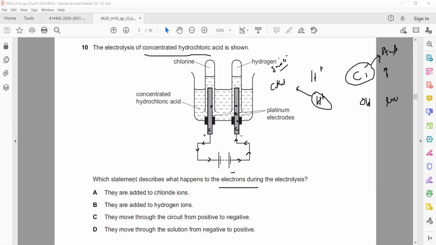The question is, which statement describes what happened to electrons during electrolysis? They are added to chloride ions. Chloride ions are not taking electrons. They are losing electrons, because a chloride ion will lose an electron and change to a chlorine atom. When two chloride ions lose two electrons, they form chlorine gas. They are added to hydrogen ions. That's true, because hydrogen ions are attracted towards the cathode and take those electrons and form hydrogen gas.